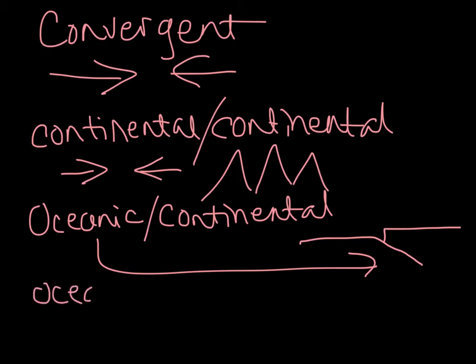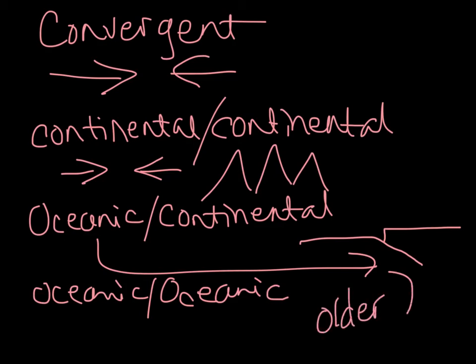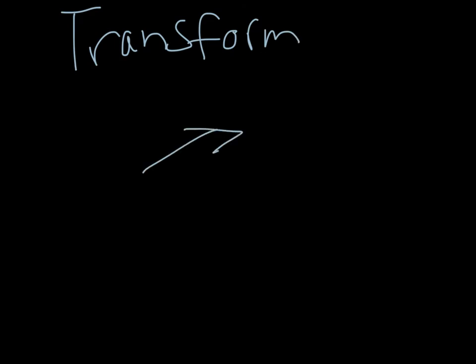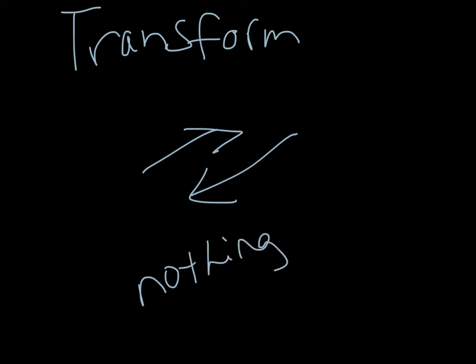And then in oceanic to oceanic, you're going to get subduction again, but this time it's going to be the older one that's going to subduct because it is denser. Now, subduction is where you're going to also get a ridge occurring right here. And the last that we spoke about is a transform boundary. And this is when they're going to be sliding past each other. Nothing is created and nothing is destroyed.